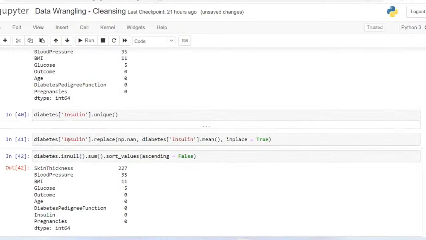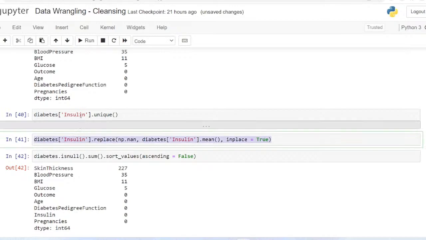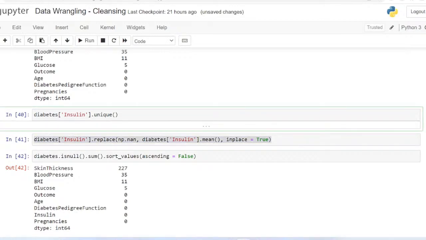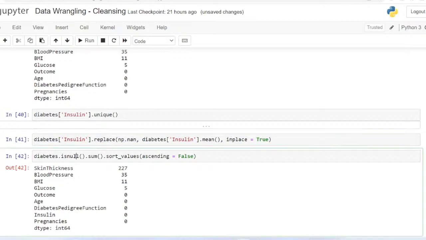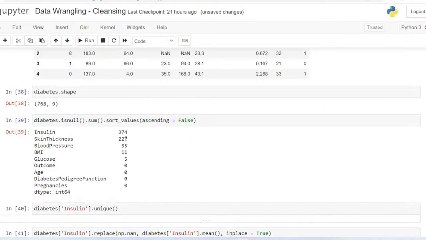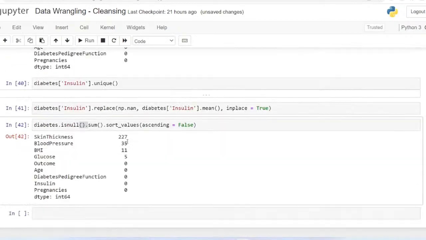So isnull().sum(), find out the unique values, then replace the missing value, only targeting the insulin column. We are just replacing the insulin value by the mean of the insulin. And then when you check the null values, you will see that the 374 rows which were missing are gone. Now we are left with only 227 rows.